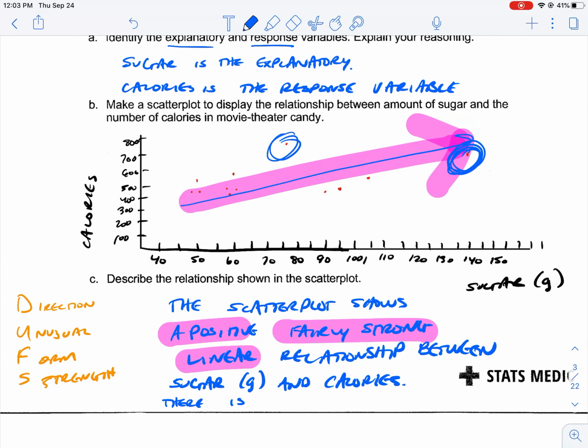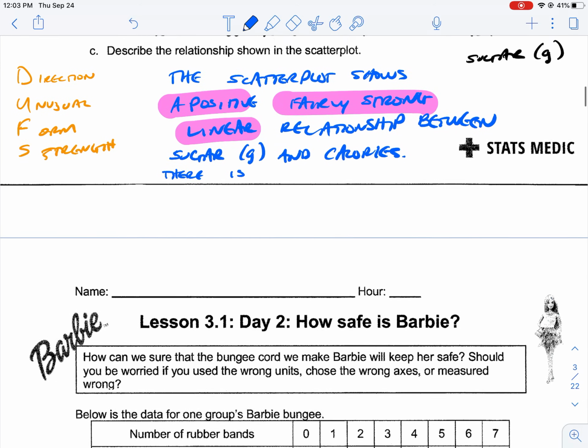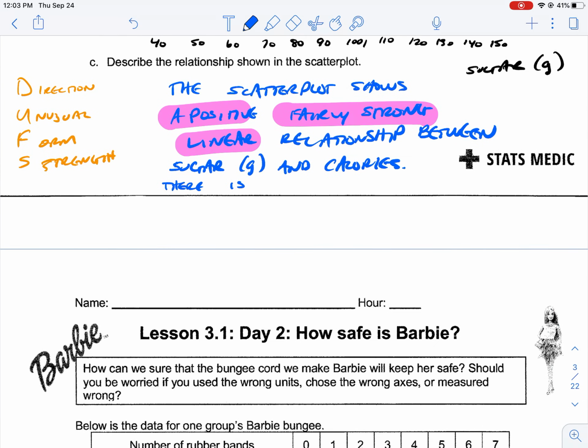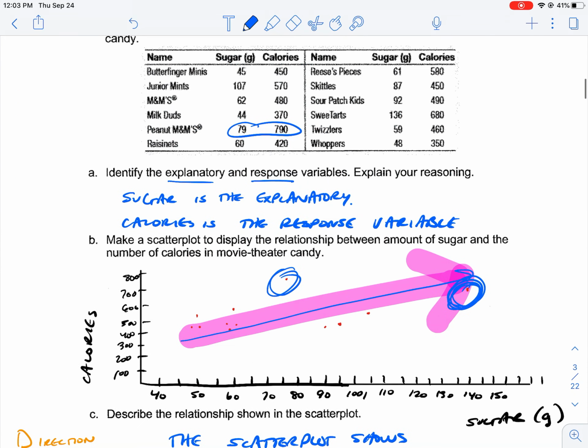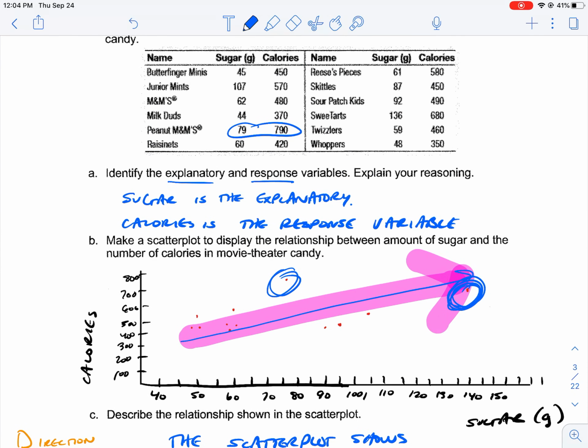So I identified two possible ones that are sort of far away, but I want to look at the one that doesn't necessarily fall in with the pattern. So I would say this: there is a possible outlier with peanut M&Ms at 79, 790. Okay, and that's this one up here.